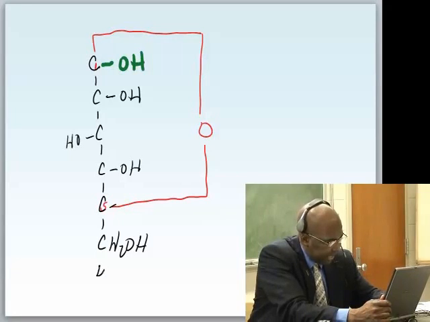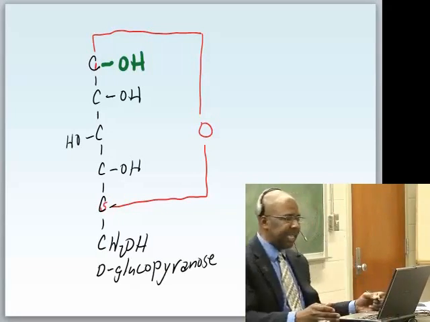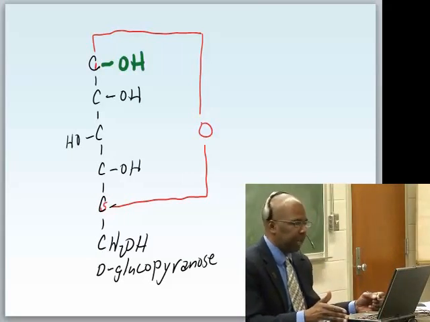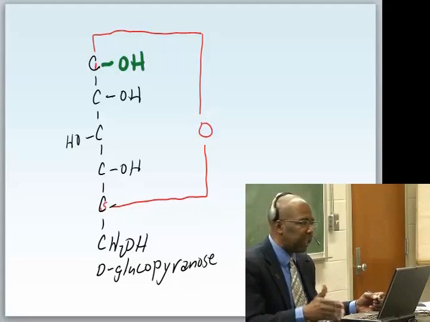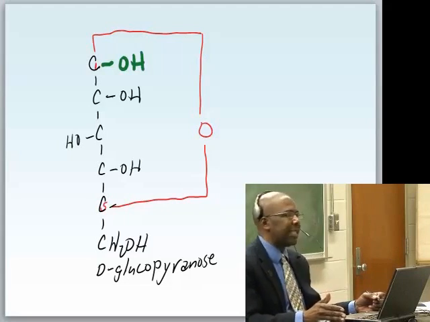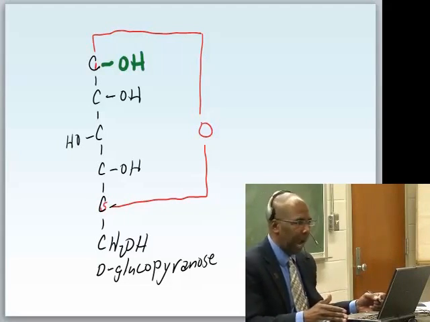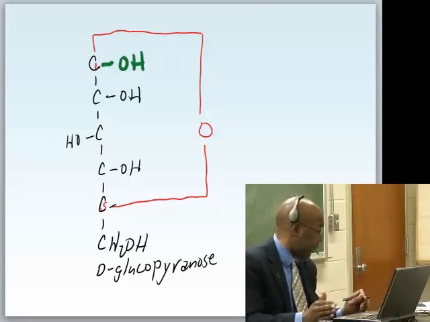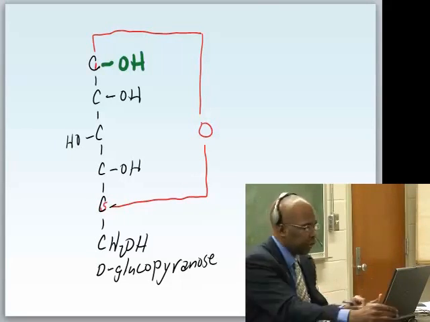So this is D-glucopyranose. That is D-glucopyranose. Now the question becomes, is this alpha D-glucopyranose or is this beta D-glucopyranose? And this is how you determine. Oh, that is right. This is alpha.